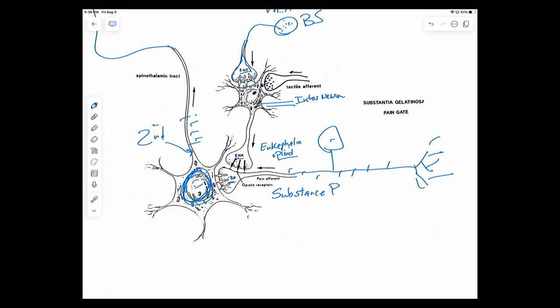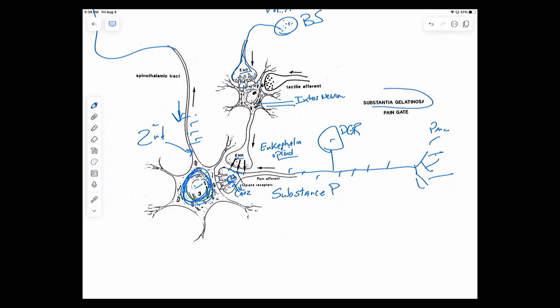So that enkephalin then binds to opioid receptors on the presynaptic terminal of this DRG neuron here that's specializing in pain signals. And as the enkephalin binds to the opioid receptors, it is going to be reducing the amount of calcium going in there, which means it's going to be reducing the amount of substance P that is being released, which means it's going to be reducing the intensity of the signal from this secondary neuron here. So that's kind of a zoom in on what's going on here.